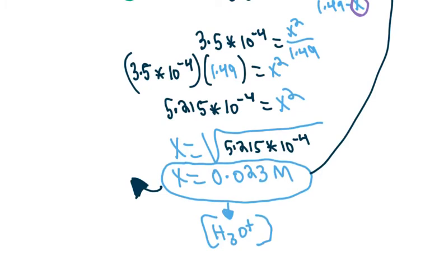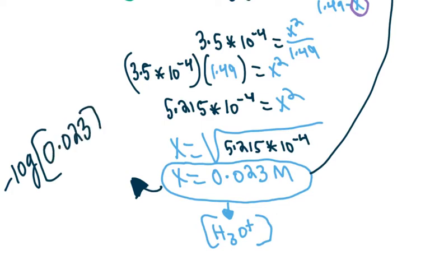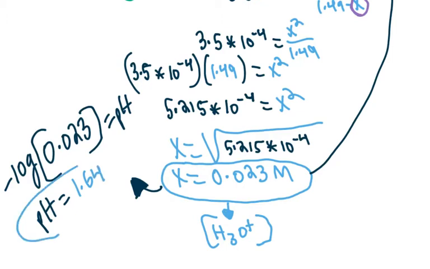So now let's go over here. The last step is negative log of our H3O plus concentration, which is 0.023, which will equal our pH value. So if you go and do that, you'll get the pH equals around 1.64. All right, so the pH is around 1.64 for this 1.49 molar aqueous solution of hydrofluoric acid. And bam, right there, we're done with the problem, and that's it.